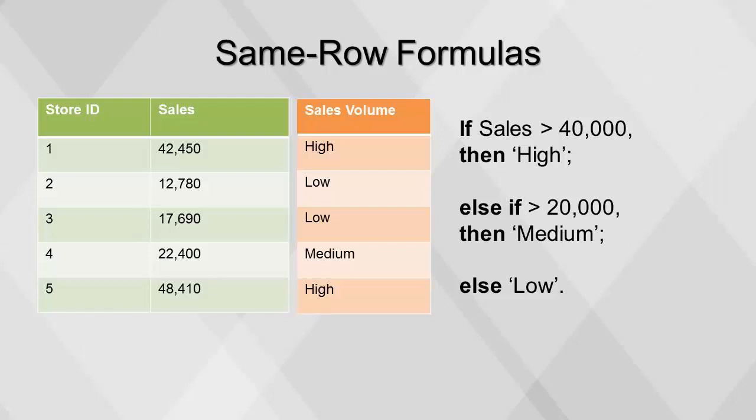true, the first outcome high will be assigned. The second condition, else if sales is greater than 20,000, is evaluated only if the first condition is false. If the second condition is true, the second outcome, medium, will be assigned. If neither the first nor second conditions are true, then the final outcome, low, will be assigned.